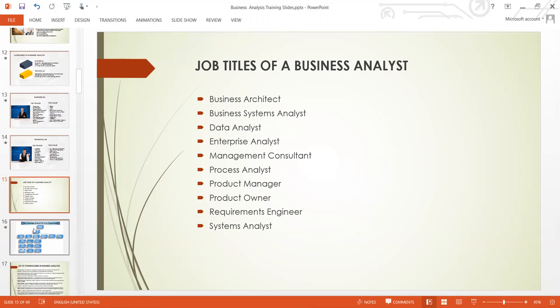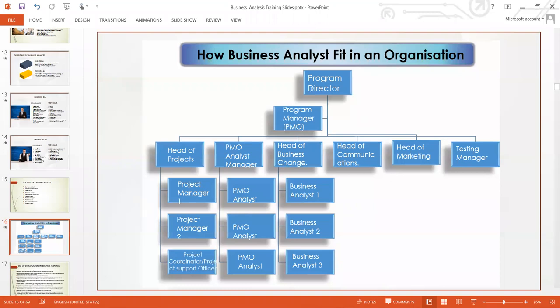So if you come to the organization, let's look at how a business analyst fits in an organization. Looking at the organizational organogram, organizational structure, where is the business analyst? Where do you fit in? Okay, this is the company director. And this is the program manager under the company director. Then you see a lot of head of projects, PMO analyst manager, head of business change, head of communication, head of marketing, testing manager. And from there, you keep breaking them down.